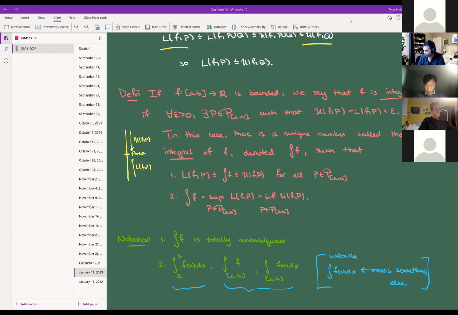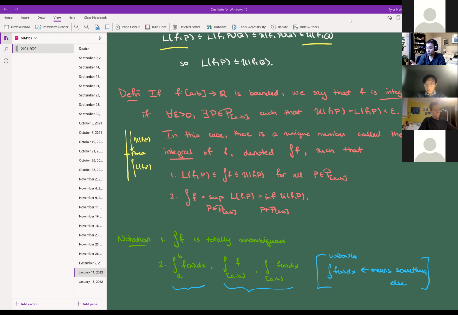So that's what we're going to do first thing here. We are going to prove that the integral exists, and we're going to prove that it's unique. I might skip the uniqueness proof and leave it for you, but it's basically a simple consequence of the sup and inf being equal. And yeah, that's about it.